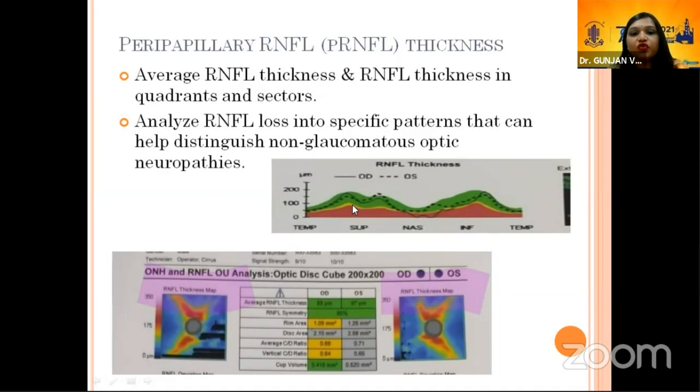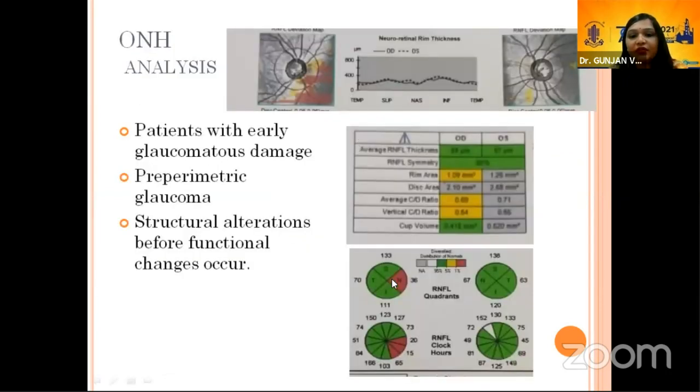If it comes to yellow, it is borderline, and if it is in red, it indicates thin retinal nerve fiber layers. Here we can also have the average retinal nerve fiber layer thickness and RNFL asymmetry. Asymmetry between two eyes is also considered a significant defect in glaucoma. They also demonstrate quadrant defects as well as clock-hour defects, so here we can evaluate the parameters accordingly.